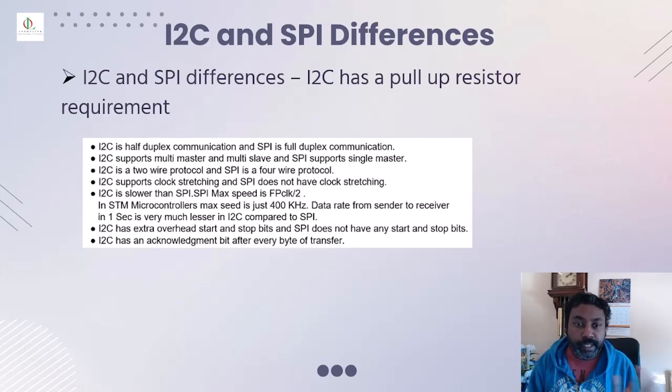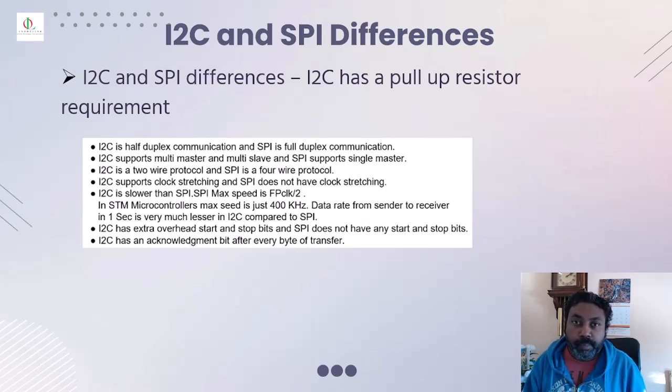What is the difference between the I2C and SPI? As I said, SPI will have a different session to it. Today we are just learning the basic differences. I2C has half duplex communication. What is half duplex communication? It simply means at any one time you can only either transmit or receive. You can't do both together, the data packets. Whereas SPI is a full duplex communication. That means at any one time you can transmit data and also receive data from the ports.